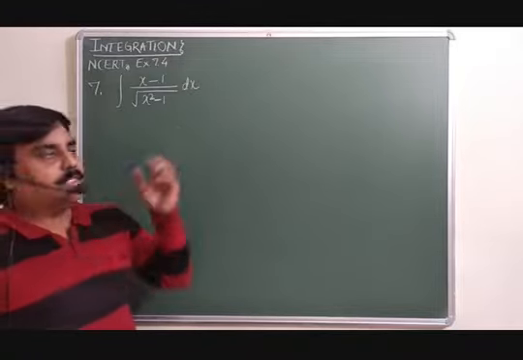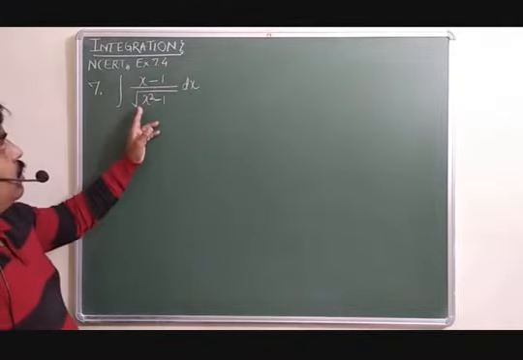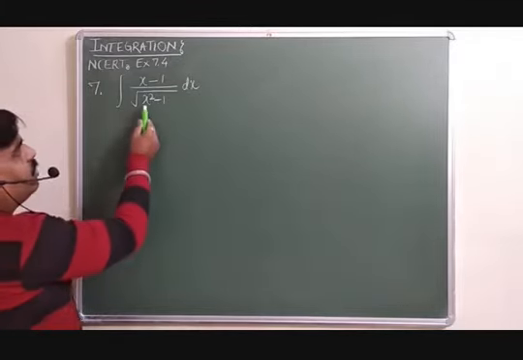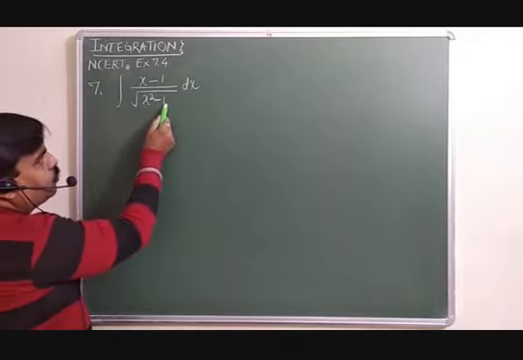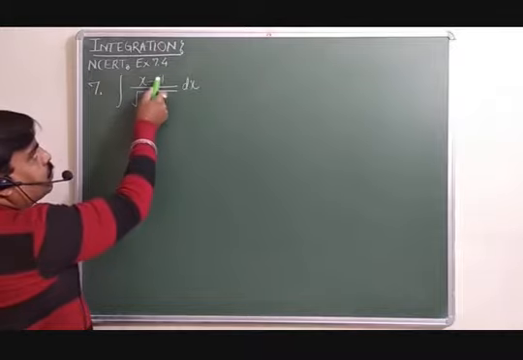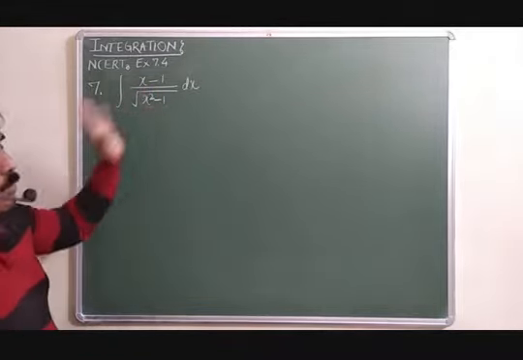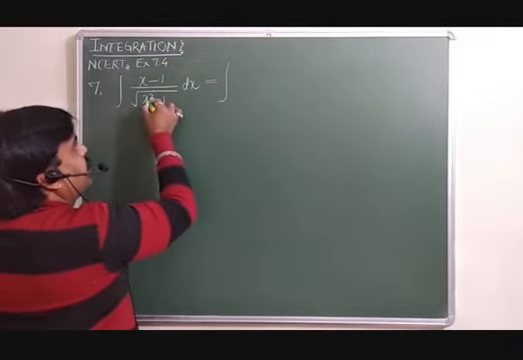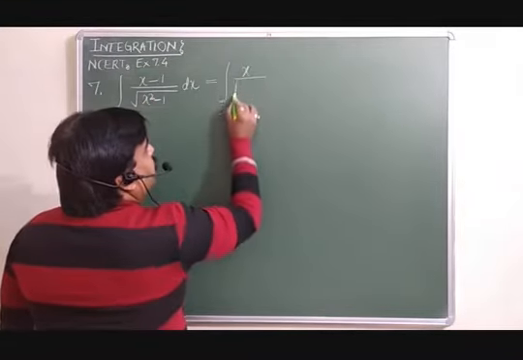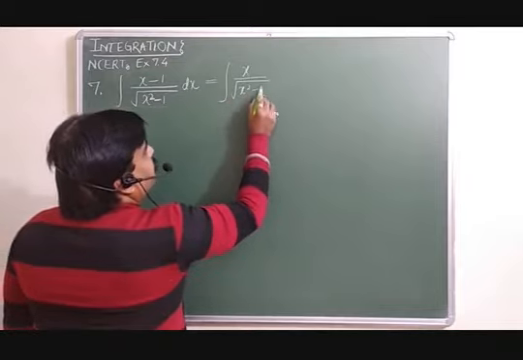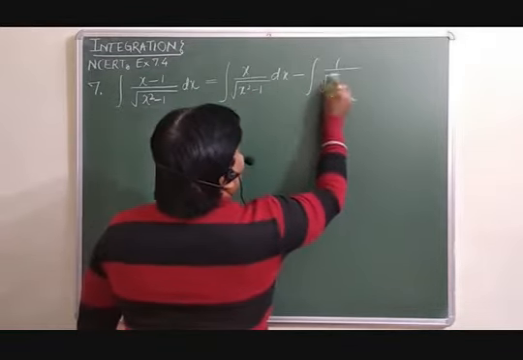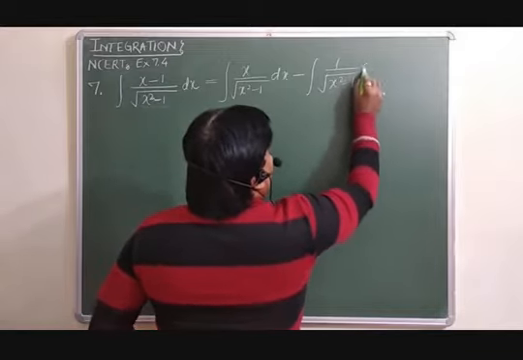Now question number 7 is there. The integral of x minus 1 over under root x square minus 1 dx. See now, if you are going to apply the substitution method directly, the derivative of this one is not given in the numerator. So first of all, you are supposed to break this one. Break it: in the numerator of x, write x over under root x square minus 1 dx, separate minus 1 over under root x square minus 1 dx.